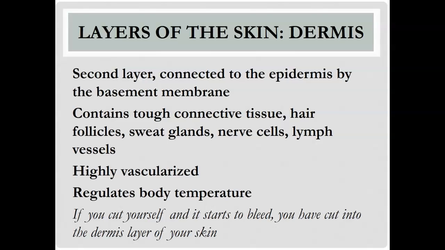And you go below that to the dermis. It's connected to the epidermis by the basal membrane. It contains tough connective tissue, hair follicles, sweat glands, nerve cells, lymph vessels. It's highly vascularized. A lot of blood flows through there. It regulates your body temperature. If you cut yourself and it bleeds, you've cut into the dermis layer of your skin.